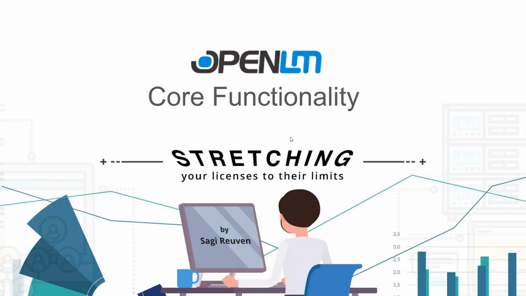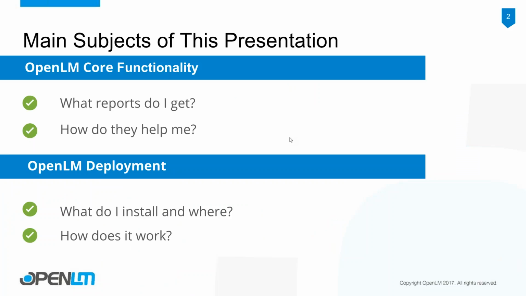My name is Sagi, and in this session, we're going to take a look at the core functionality of OpenLM. First, we'll talk about the core functionality, the functions that you get with the basic product without any extras. I'll show you what reports you get, and I'll try to explain how they can help you. Afterwards, I will show you how it's deployed, what you install on which network, and how it all goes together.